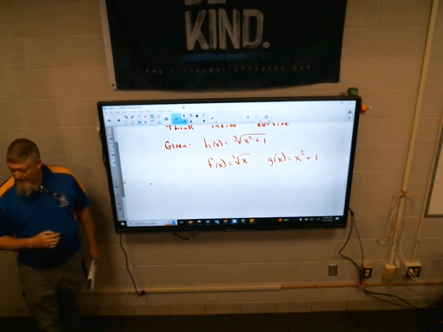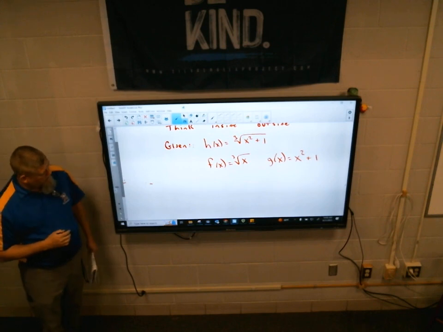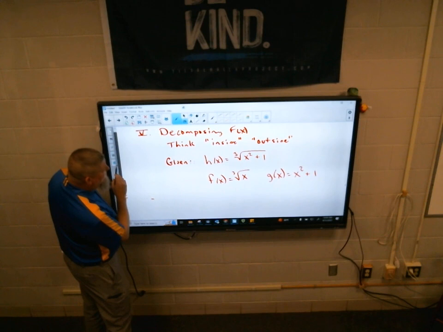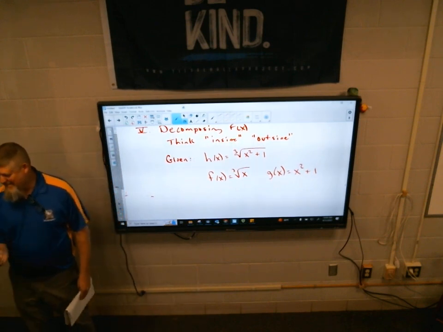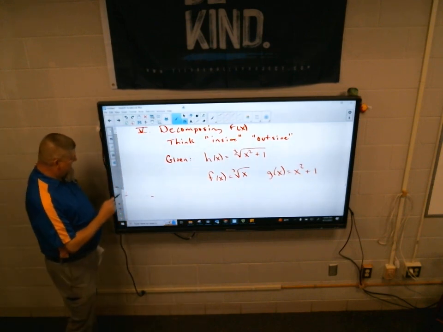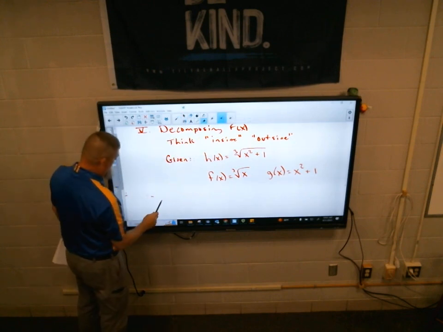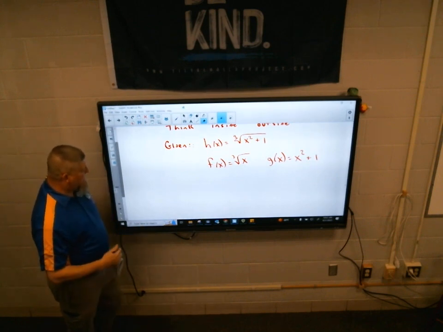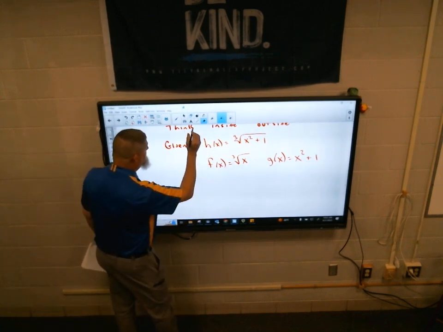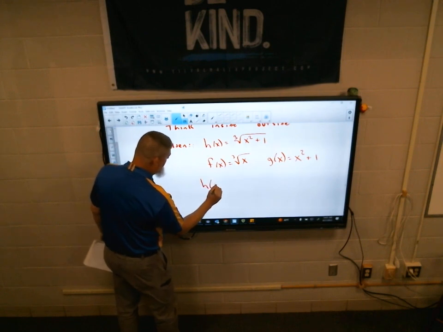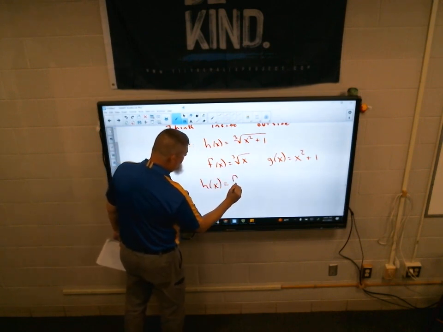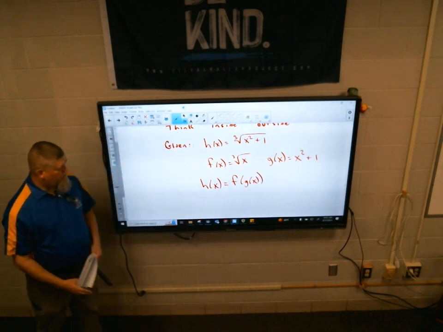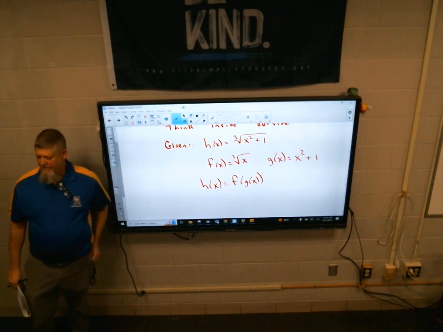Inside and outside. It just looks like one is inside the other. So if we look at that like we did yesterday, we could say that h of x is going to be equal to f of g of x, with g of x being inside the f function.